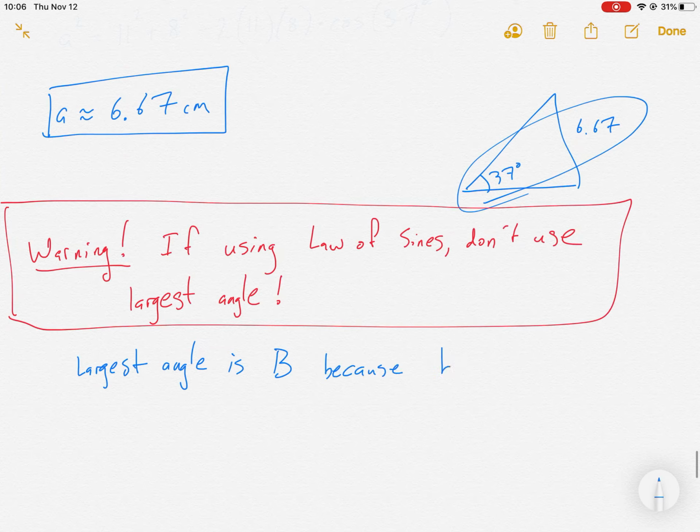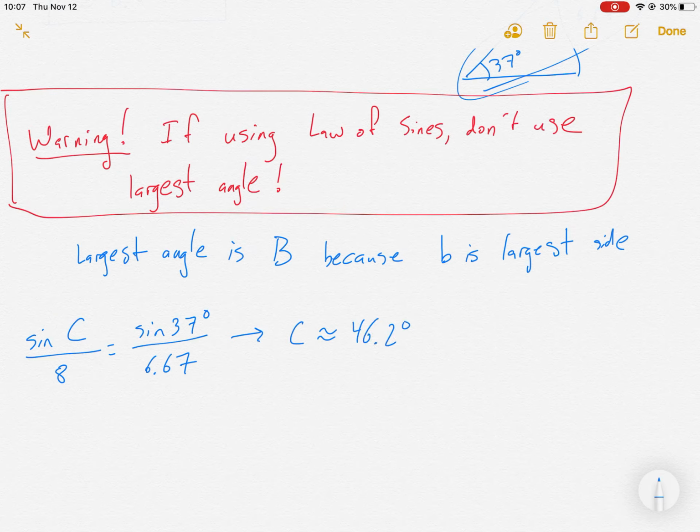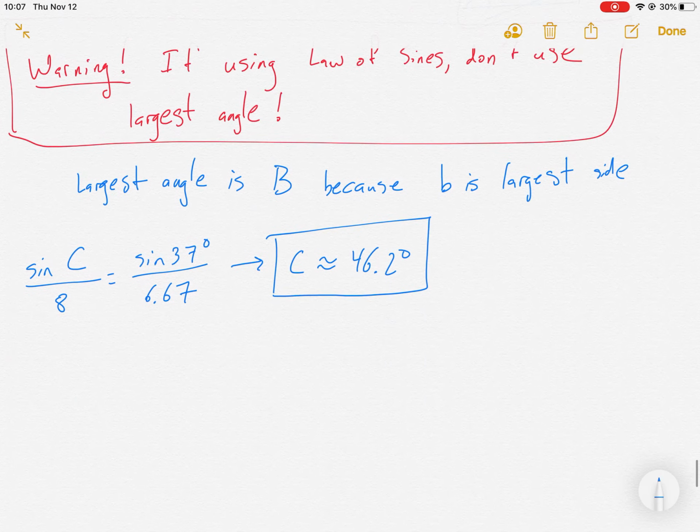Because side B is the largest side, that means I'm actually going to solve for C. So I'm going to say sine of C over 8 equals sine of A over side A, 6.67. Solving for C, I'm not going to go through all the steps. If you're curious, maybe watch the previous videos. I'll multiply both sides by 8 and then take sine inverse.